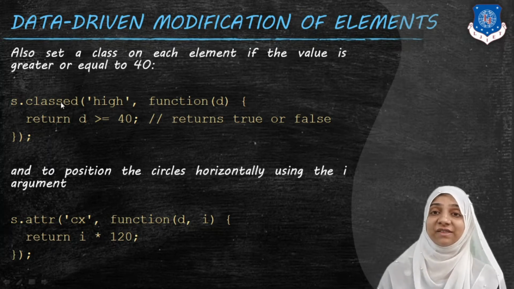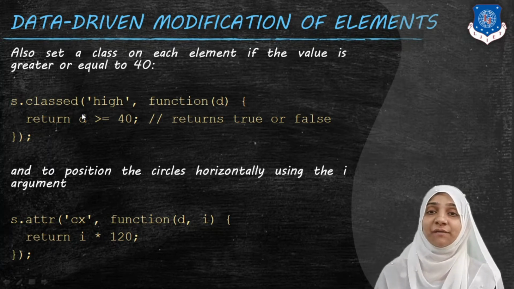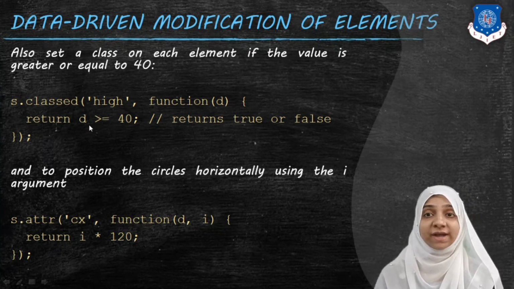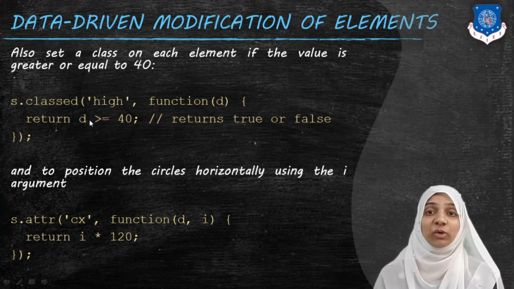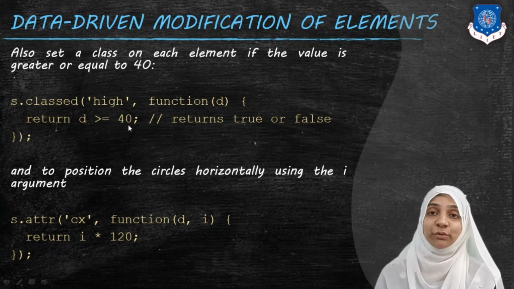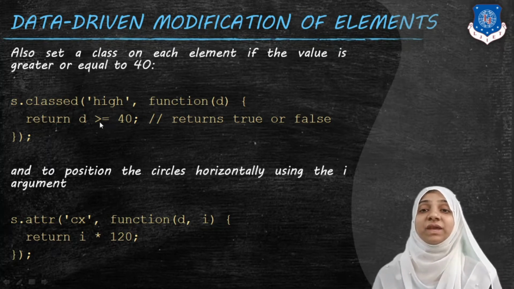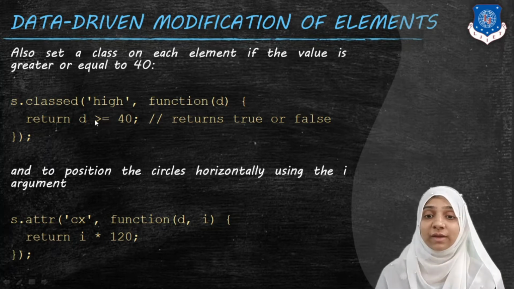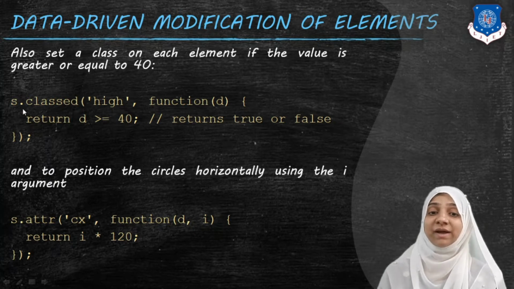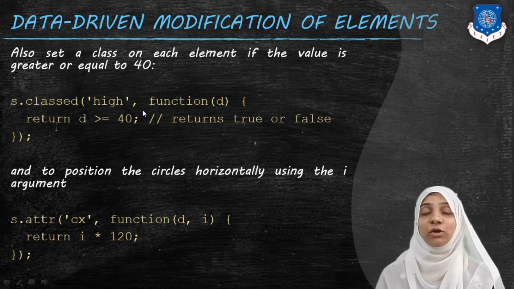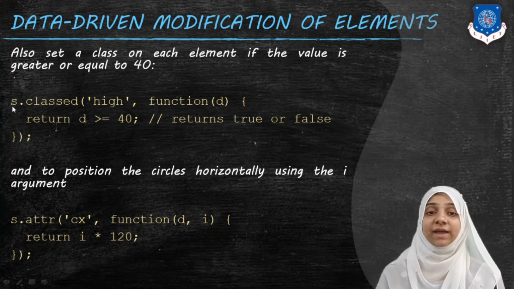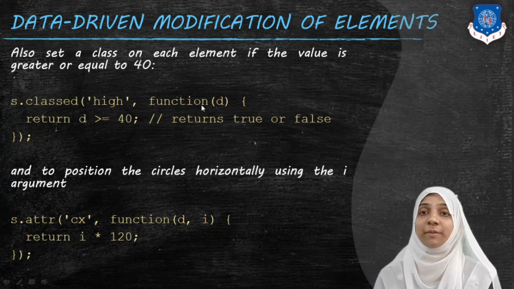So here my class is a function of data, and we are returning the value of d not directly, but a comparison result. Now what is the comparison? The comparison is d is greater than or equal to 40. So this comparison can be either true or false, and ultimately that value will be substituted over here. So ultimately my statement will look like s.classed high comma true, or it can be like s.classed high comma false.